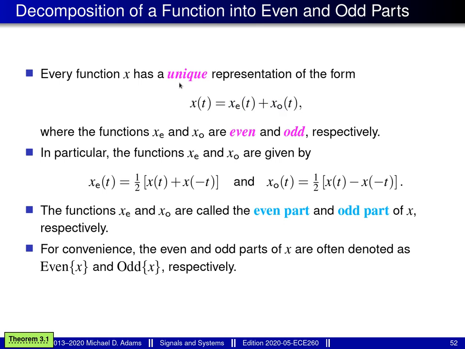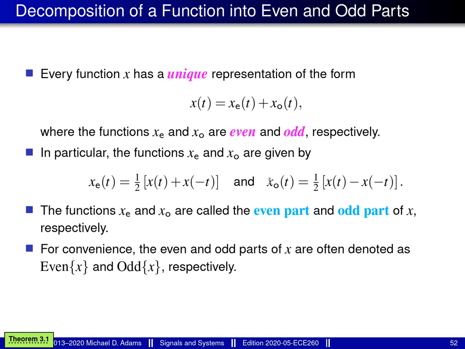In other words, for any given function x, there's only one choice that you can make for xe that's even, and one choice that you can make for xo that's odd, such that this equation is satisfied. And in particular, the choices you need to make for xe and xo are these. So xe has to be chosen in this way. xe is essentially the sum of the original function x plus its time-reversed version, and then we're dividing by 2. So effectively it's the average of the original function x and its time-reversed version.